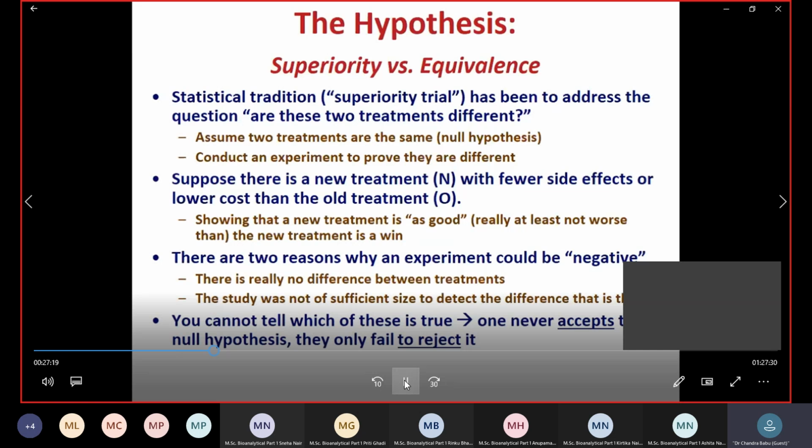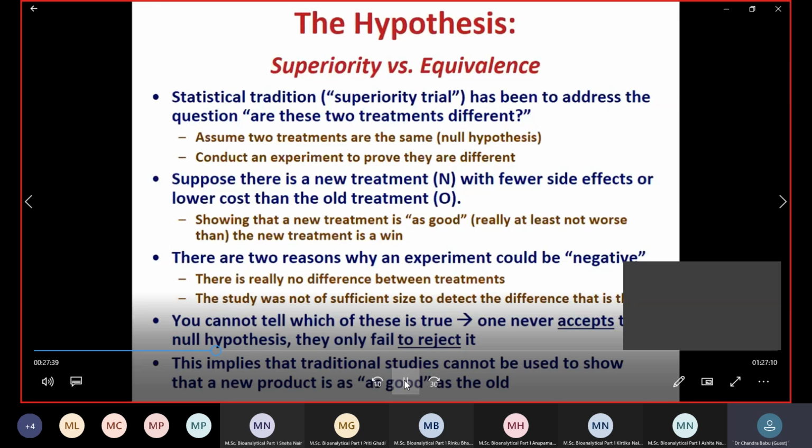One never, by the way, in all of statistical testing, and this is one of those take-home points, accepts the null hypothesis. One only fails to reject it. Let me say that again because that one's important. In all of statistical testing, you never accept the null hypothesis. You would never say that they're the same. By the way, this implies that traditional studies cannot be used to show that the new product is as good as the old.